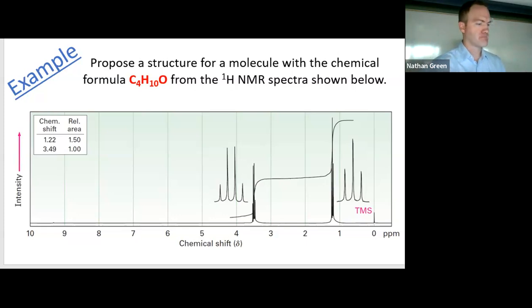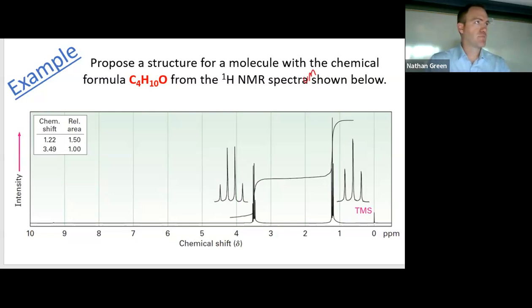Okay. So this is how you'll see it on the exam. I'm going to ask you at least 1, maybe 2 questions about these type of techniques on the final. Propose a structure for a molecule with the chemical formula C4H10O from the proton NMR spectra shown below. It should be spectrum, typo. There's only 1 spectrum here, right? Spectra is multiple.